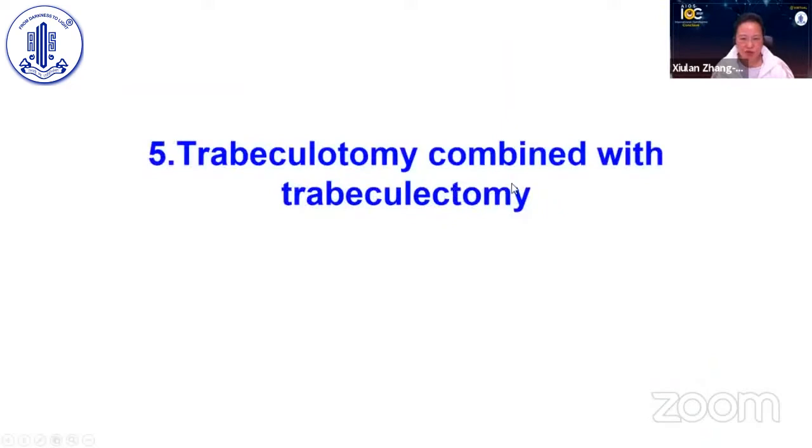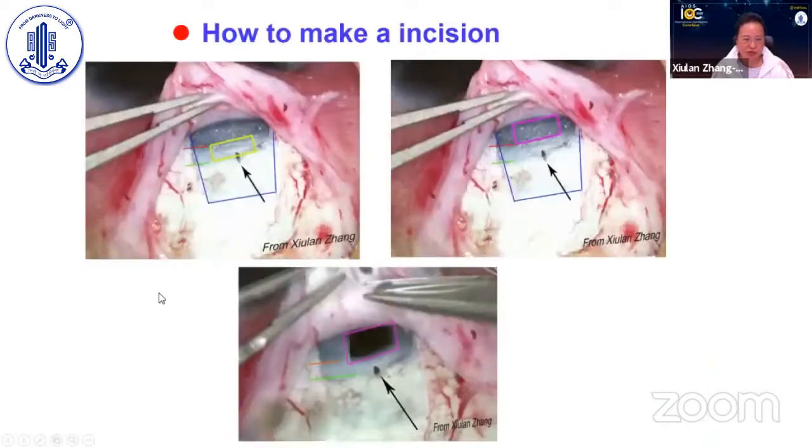Trabeculotomy combined with trabeculectomy. I don't think I need to mention too much, but one question you may ask is how to make an incision. Well, as I mentioned, under the 2/3 scleral flap, you can see three very important structures.